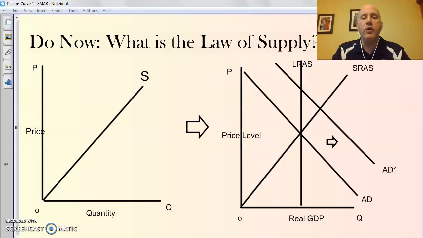All right, what we're going to be talking about tonight is the Phillips curve. So take your hands off your faces. All right, and no, let's pay attention. Let's not talk about anything and focus in.